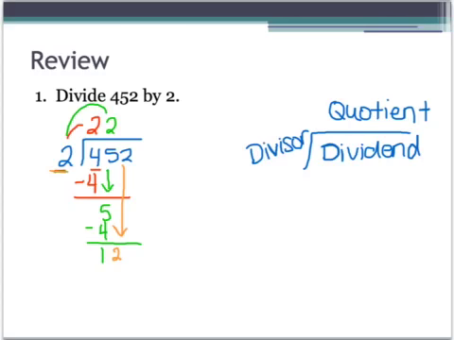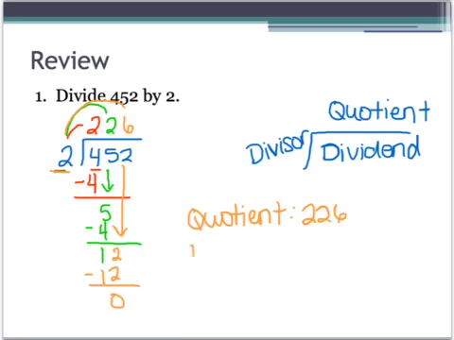So how many times does 2 go into 12? And that's 6. So I take 6 times 2, my divisor, and I get 12. I'm going to subtract them, and we have 0. So in this case, 452 divided by 2 is 226. So if the book asks for my quotient, you need to write down 226. If they ask for the remainder, it would be 0.